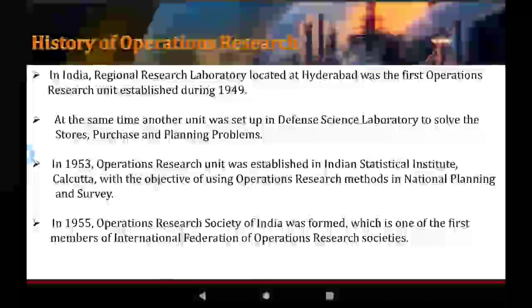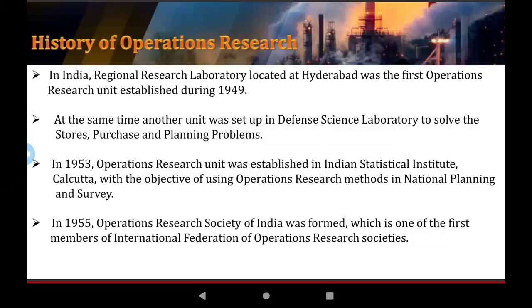In the history of operations research, the Indian research laboratories located in Hyderabad had the first operations research unit, established in 1949. Okay, the operations research lab was established in 1949. Okay, 1949, in India, in Hyderabad.